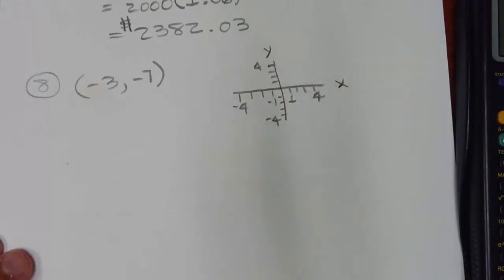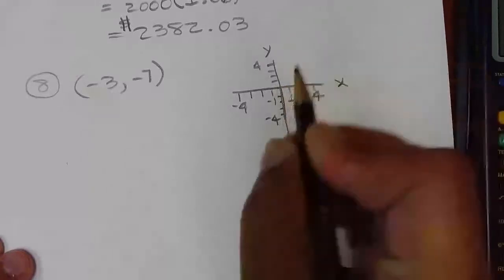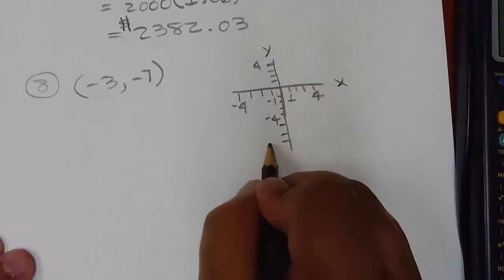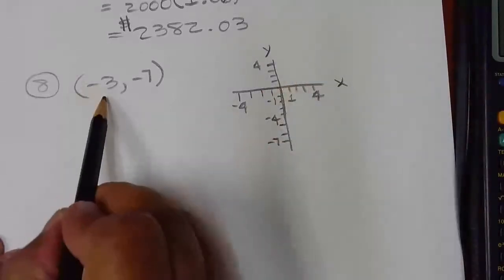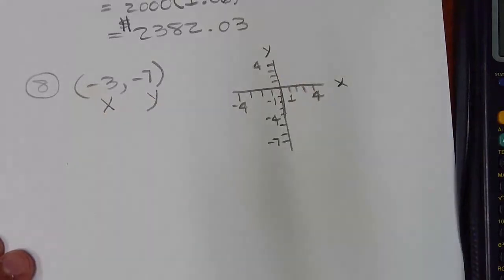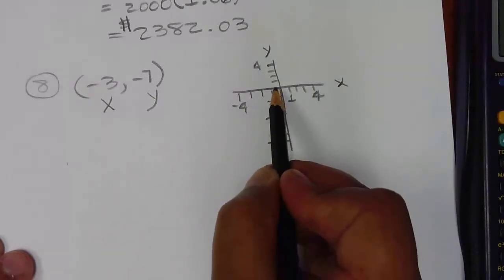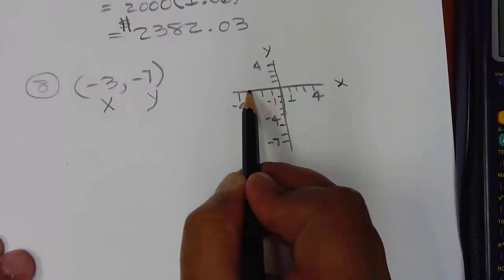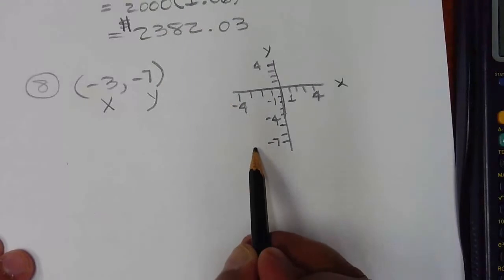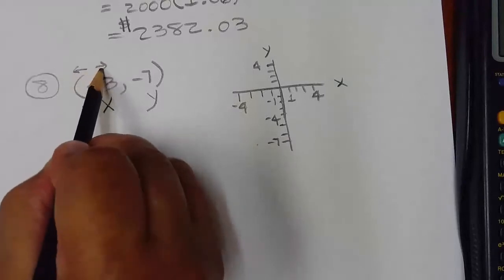So if you wanted to do something like -3, -7, you always do the X value first, although you can do whichever one you want first, it really doesn't matter. Go out to -3 on the X axis, so that would be 1, 2, 3, and then go down to -7 in the Y direction. Y direction is when you move up and down. This is when you either move left or right.